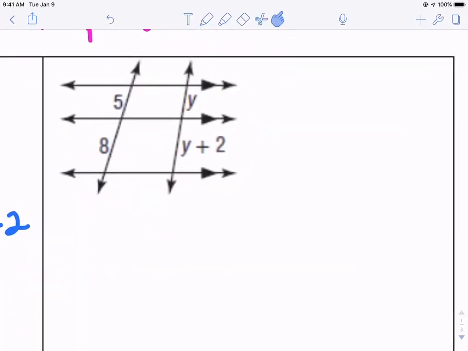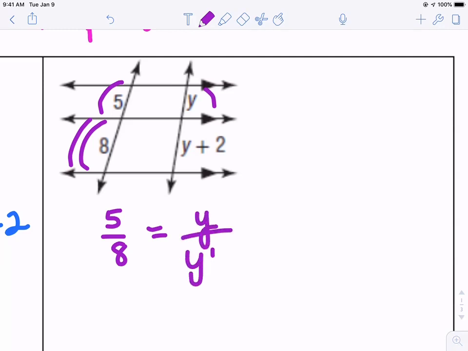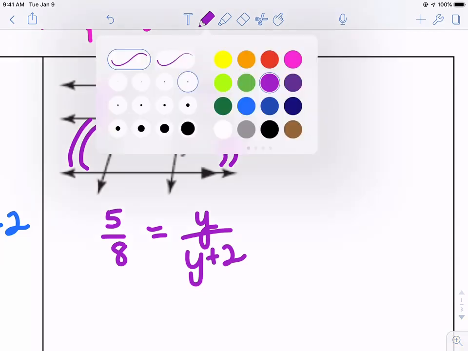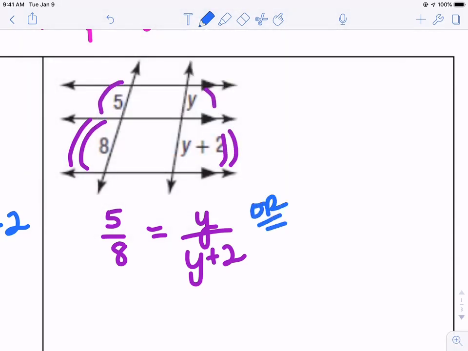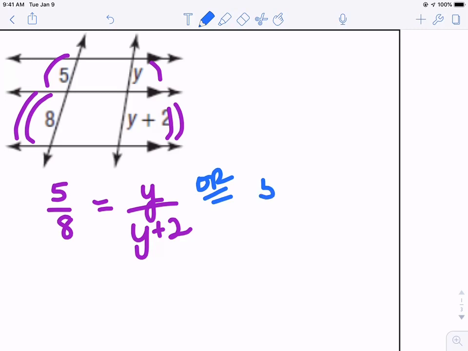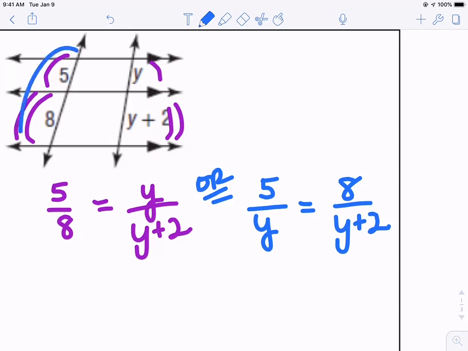Okay, and then on this one, you could say 5 is to 8 as y is to y plus 2. Or again, you can bounce back and forth. So if you prefer to do 5 is to y as 8 is to y plus 2, that's fine. Just make sure you're comparing things in the right order. We're not bouncing back and forth here.